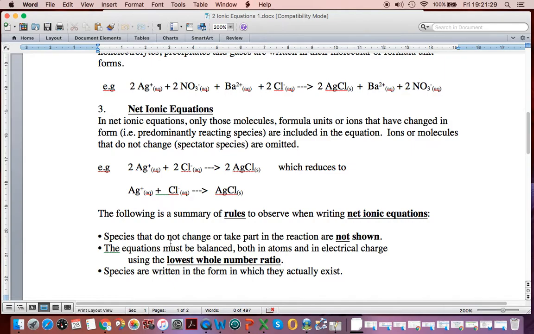Some reminders at the bottom. Species, a fancy way of saying different chemicals that do not change or take part in the reaction, are not shown in the net ionic equation. The equation has to be balanced in terms of atoms and charges. And we have to have the lowest whole number ratio of coefficients. And that's it. Sounds easy, but when you see some of these questions, they're not quite so easy. Practice.